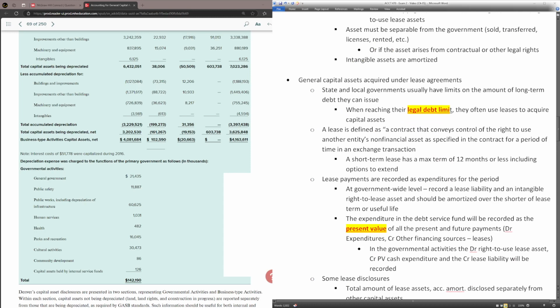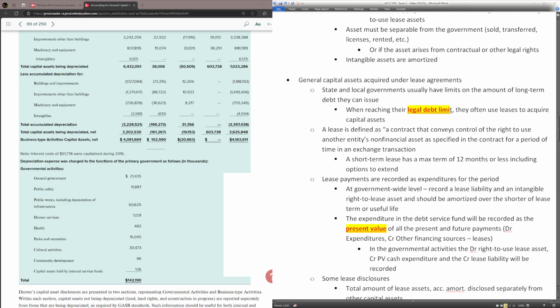State and local governments usually have limits on the amount of long-term debt they can issue. When reaching their legal debt limit, they often use leases to acquire capital assets. So this feels like a workaround, but because it's so common, we'll take a look at it here. A lease is defined as a contract that gives another entity the right to use a non-financial asset, as specified, for a period in an exchange transaction. Meaning we pay to lease some object or a building or something like that.